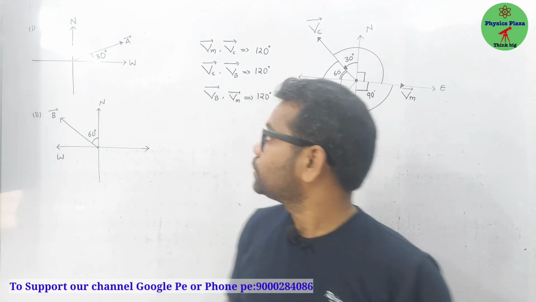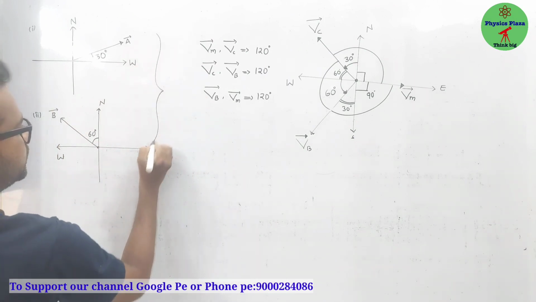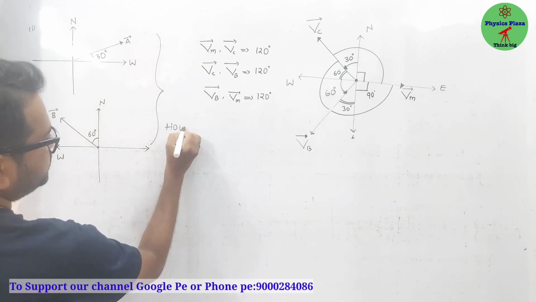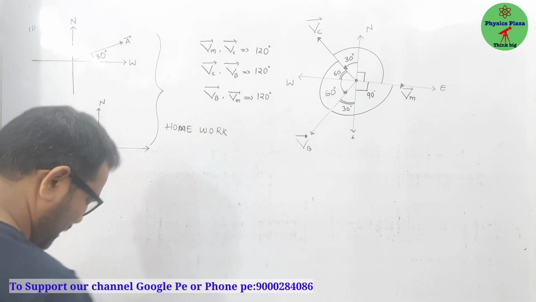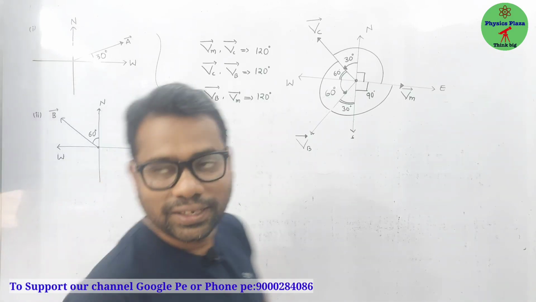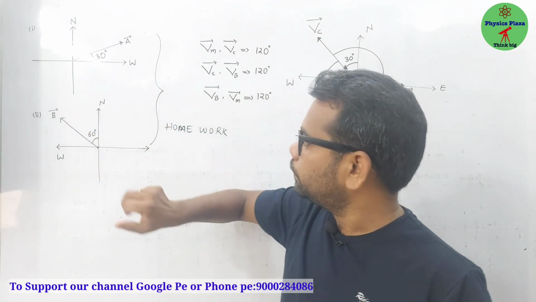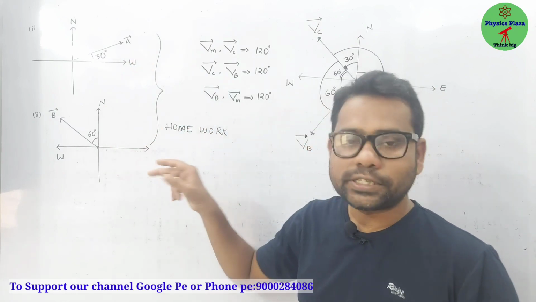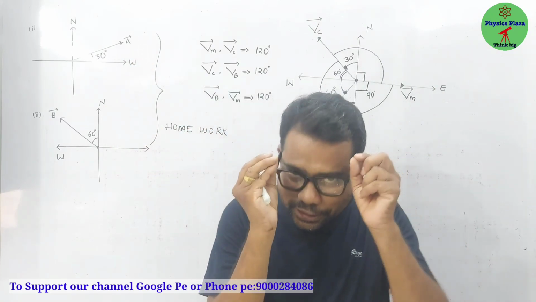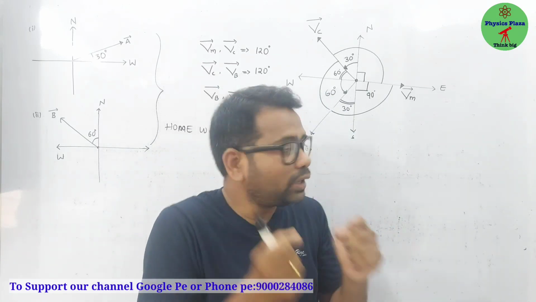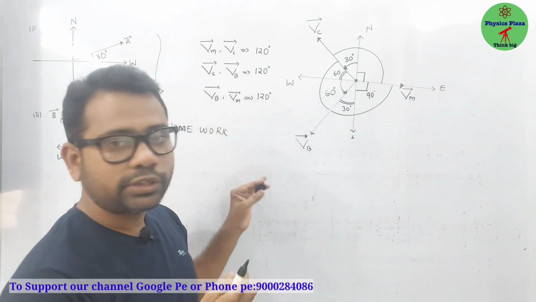Is it clear? Fine. So children, look here, these two are homework for you. Actually, it's not like homework, it's like practice. So just go through this. How can you write the direction for this vector A and vector B? Just write your answers in the comment box so that we'll go through it. Is it clear, children? It's a very small session, and in detail we discussed. Just go through this again.